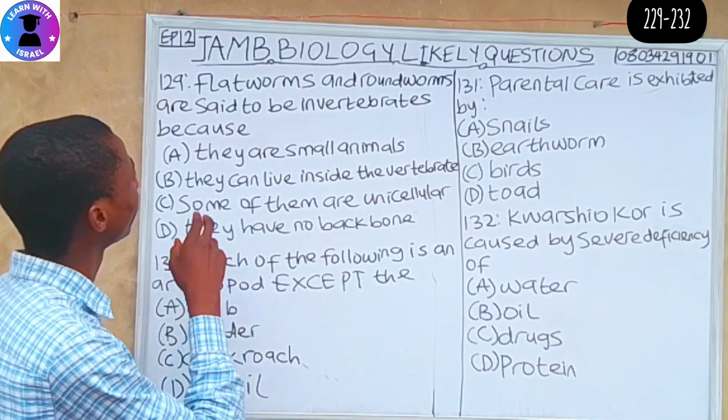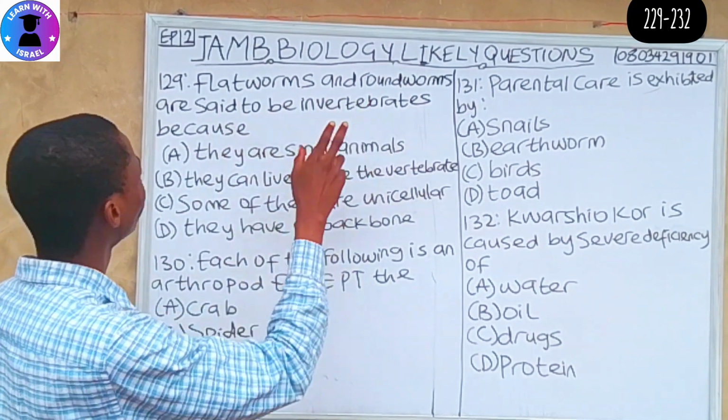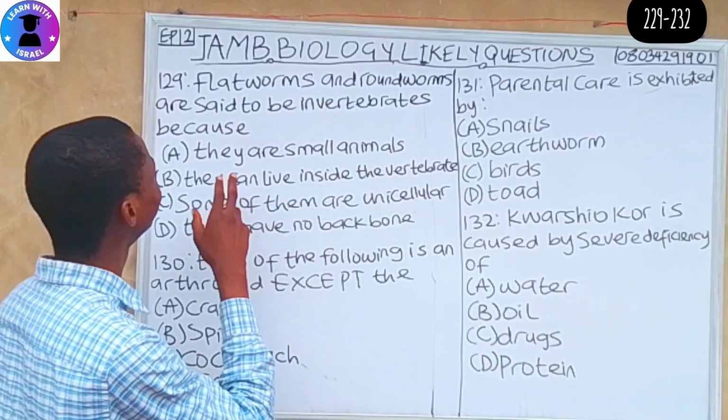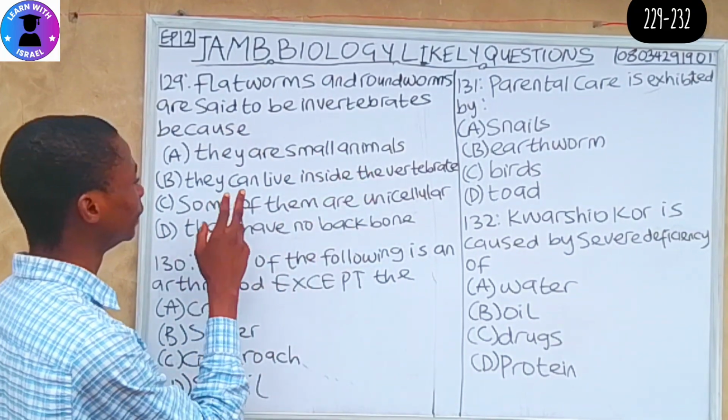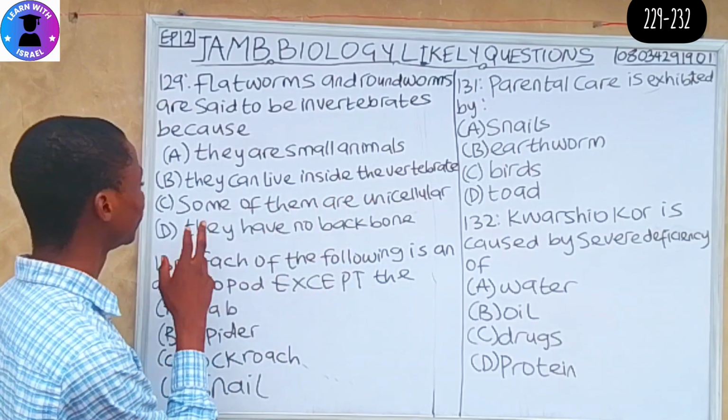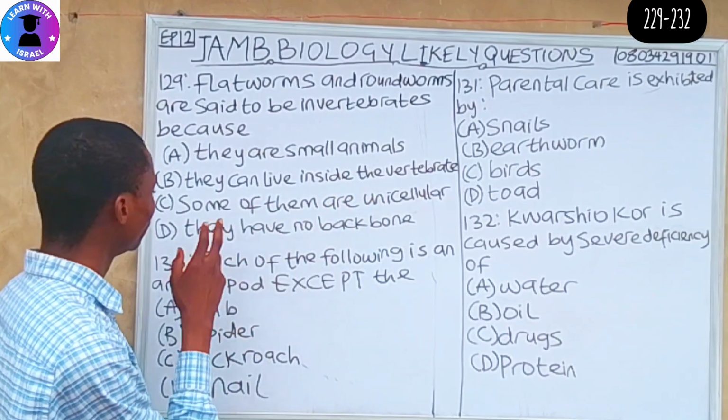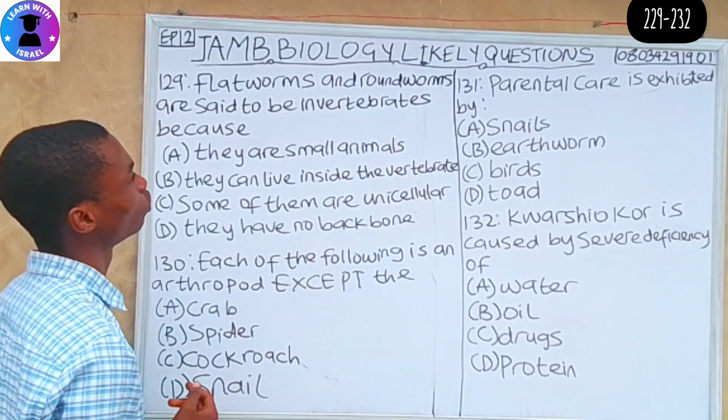Question 129. Flatworms and roundworms are said to be invertebrate because A. they are small animals, B. they can live inside the vertebrate, C. some of them are unicellular, D. they have no backbone.